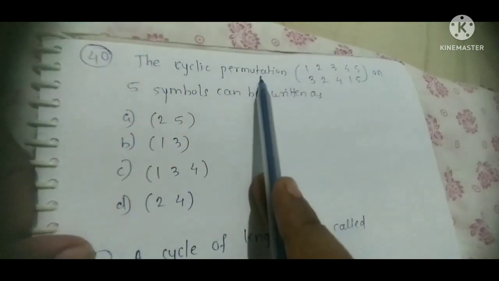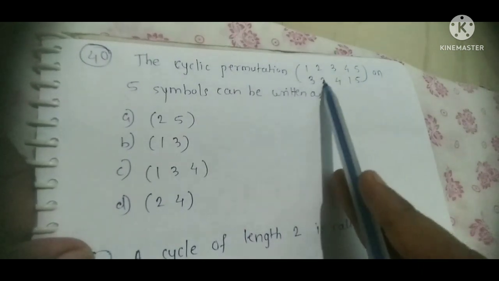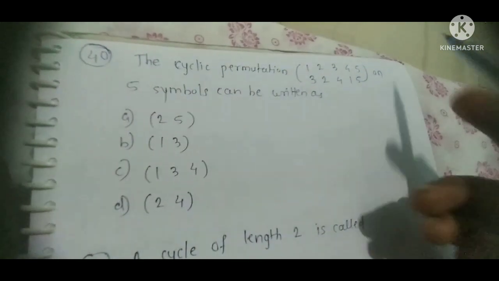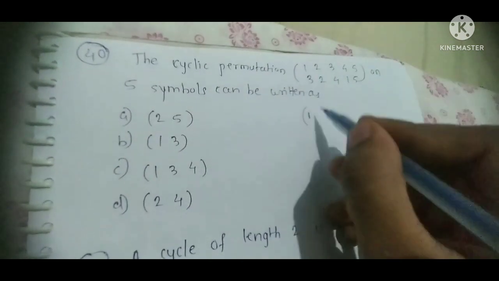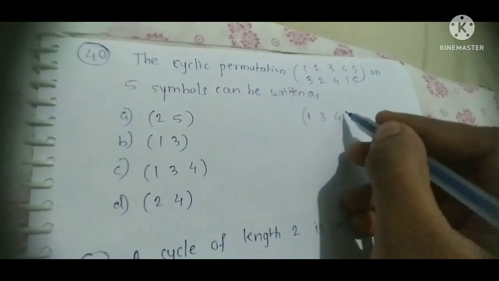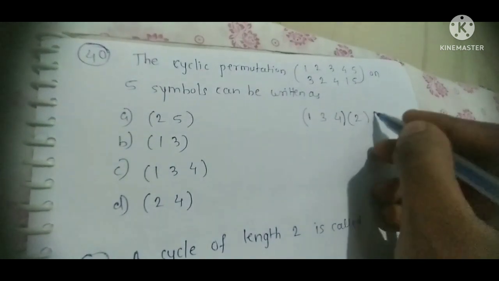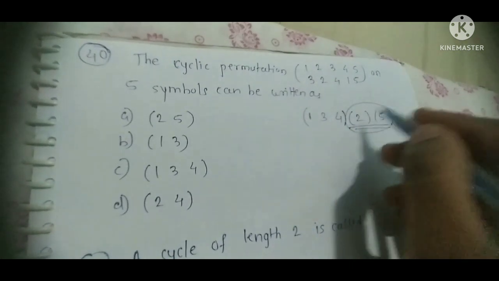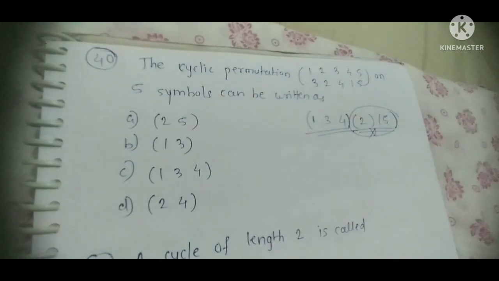This cyclic permutation: 1 maps to 3, 3 maps to 4, 4 maps to 1, 2 maps to 2, 5 maps to 5, on 5 symbols can be written as what? Write 1 first. 1 maps to 3, 3 maps to 4, and 4 again maps to 1, so complete the cycle. Next, 2 maps to 2 and 5 maps to 5, so write them or do not write them, there is no difference. So 1, 3, 4. The answer is option 3.